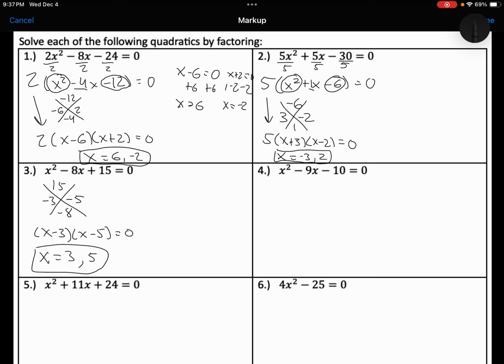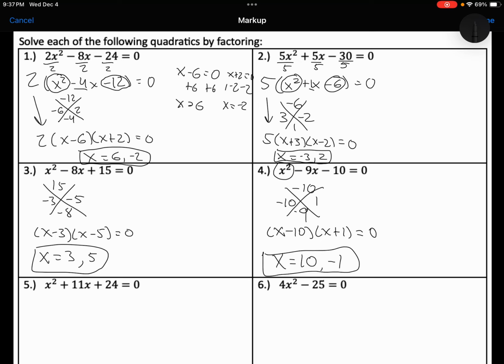Same thing with number 4. I should look to see if there's anything in common to take out, but for this one there is not. They don't all have x, and there's no number in common that they all have. Again, because I have just x squared as the first term, I can solve it with just the x method, where negative 10 would go on top and negative 9 would go on the bottom. I'm looking for numbers that multiply to negative 10 and add to negative 9. That will be negative 10 and 1. So that gives me factors x minus 10 and x plus 1 equals 0. And if these are my factors, I'm going to get x equals 10 and negative 1 as my values for x.